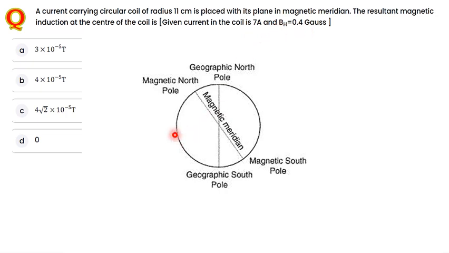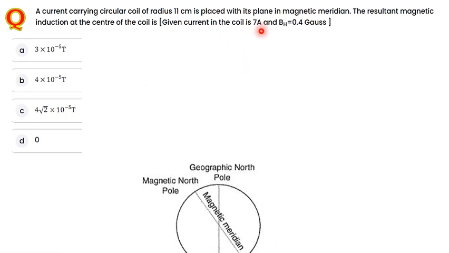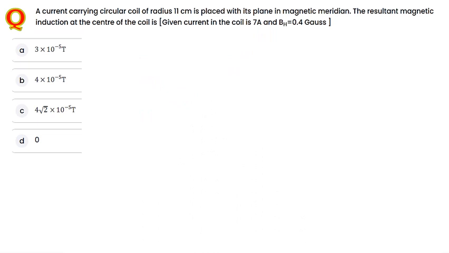One is about the horizontal component, one is about the vertical component, and the current flow they have given here. For the vertical component, let me mention B. For example, B1 is equal to, as you already know, the magnetic induction, mu naught I divided by 2R.